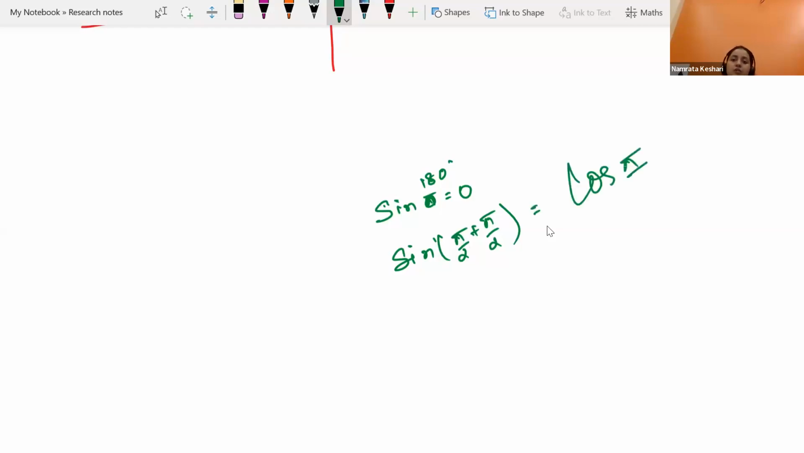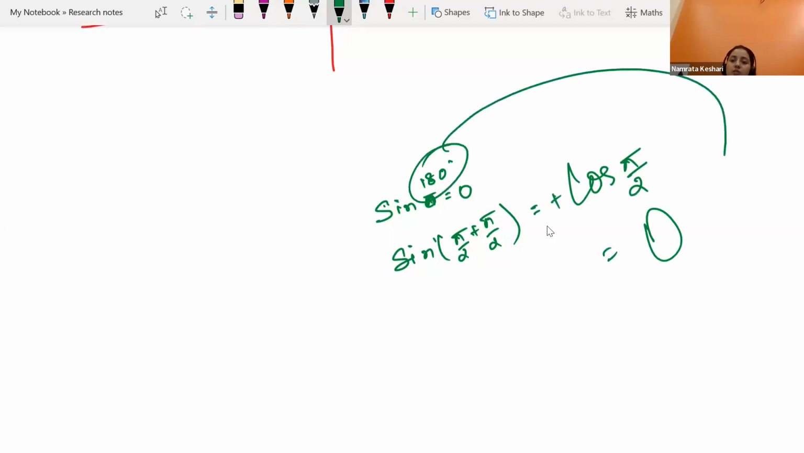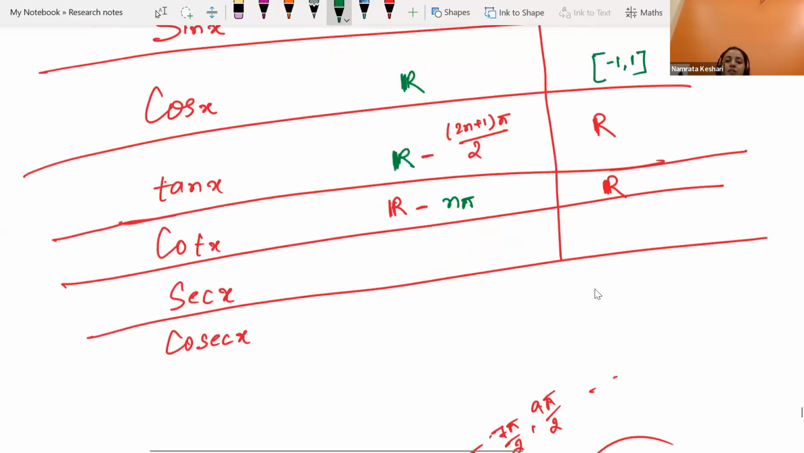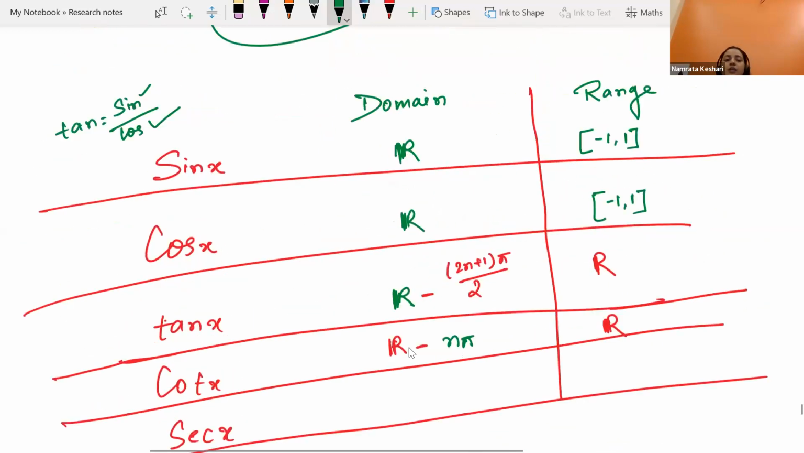In the second quadrant, cos result will be positive. Cos pi by 2 is 0. Can you see sine 180 degree value is 0? That's why we are saying that all real numbers are okay, but not this n pi.